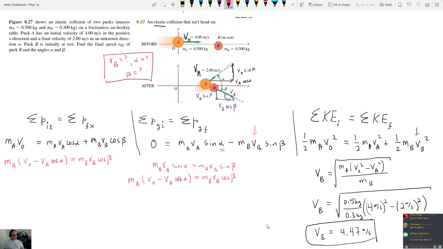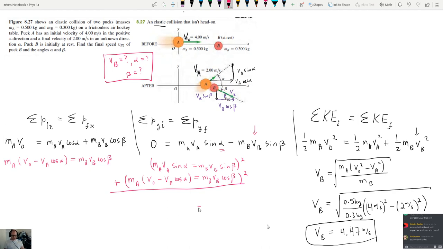Yeah, that's right, Chris. You know that sine squared beta plus cosine squared beta is equal to 1. Exactly. That's a very intelligent observation. So how could I get that to show up in my equation, Chris? What would I need to do? Square both sides, exactly. So we're going to square this equation, we're going to square this equation, and we're going to add them together. That's what we're going to do.